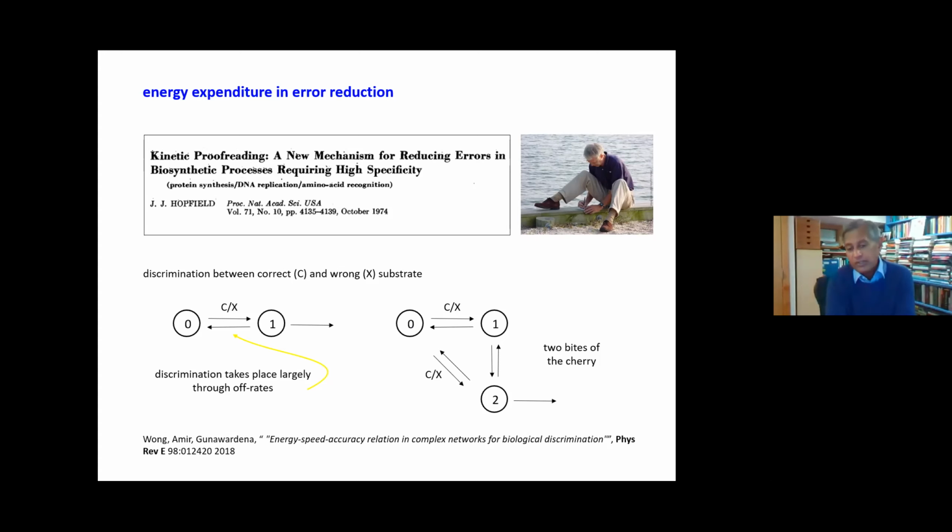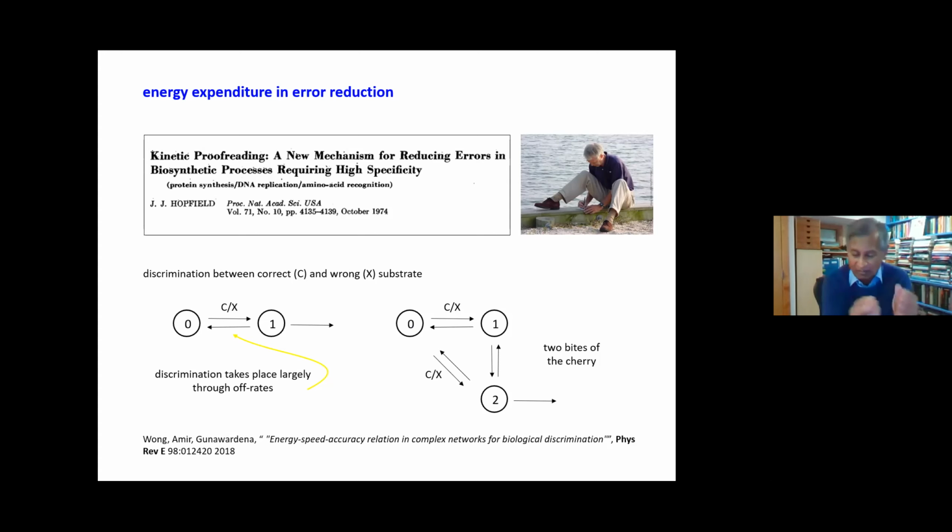And the way he approached this, this is not the language he used, I've rewritten his language in a way that will fit with what I want to tell you about in a little while. And his thinking went like this. The basic way in which you discriminate in biology between a correct and an incorrect substrate is through binding. That's the first thing that you do. You bind to something. And typically what you find in biology is that discrimination between correct and incorrect happens through the off rate. The correct substrate stays longer.